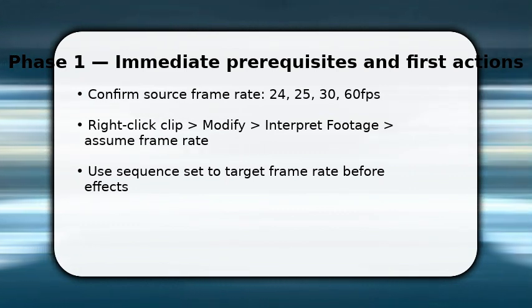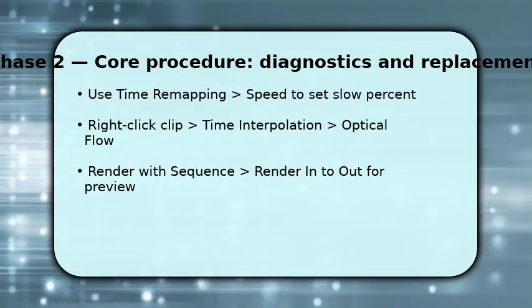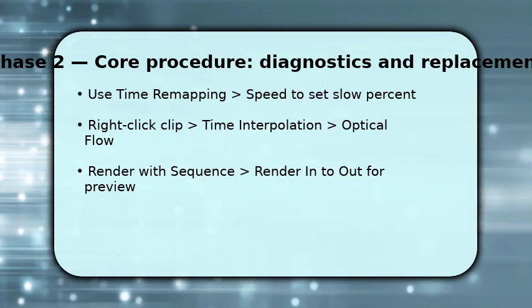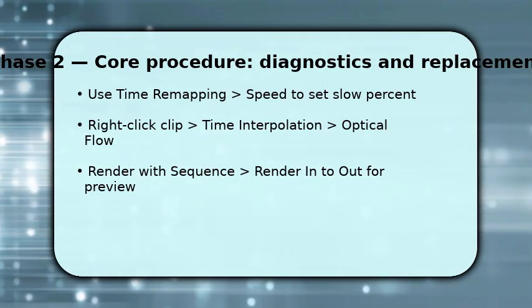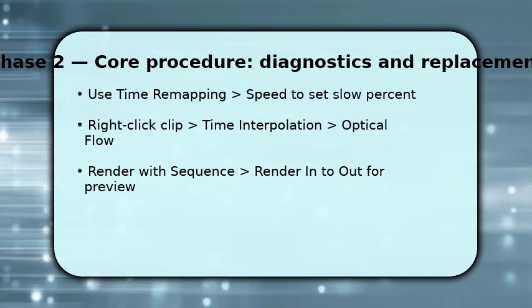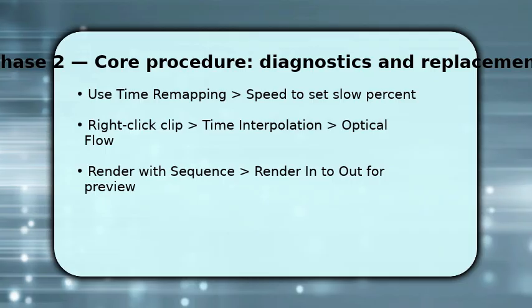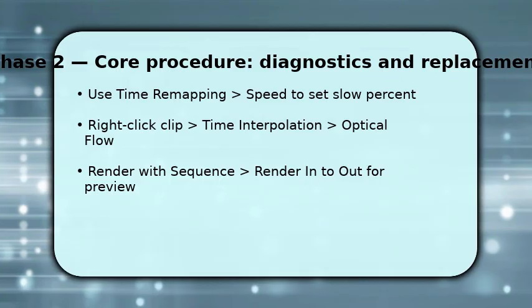Now you create slow motion with time remapping and optical flow. You add time remapping to the clip, pull the speed ramp to the percent you want, and smooth transitions with keyframes. Next, right-click the clip and select Time Interpolation. Choose Optical Flow. This builds new frames intelligently. Make sure to ease keyframes for natural acceleration and deceleration.